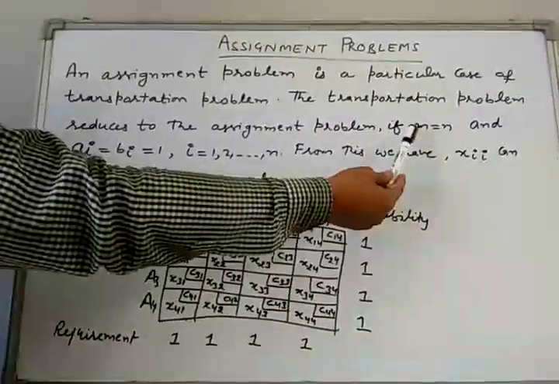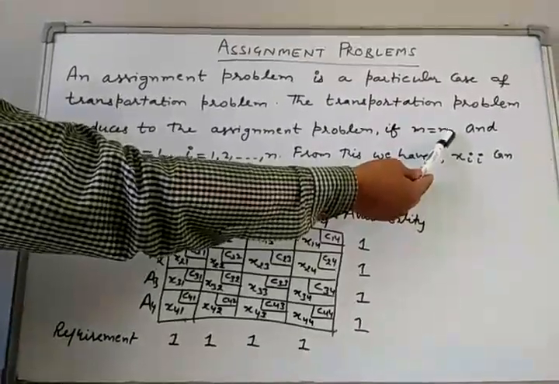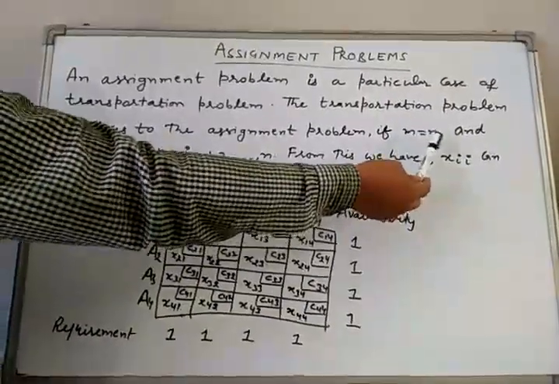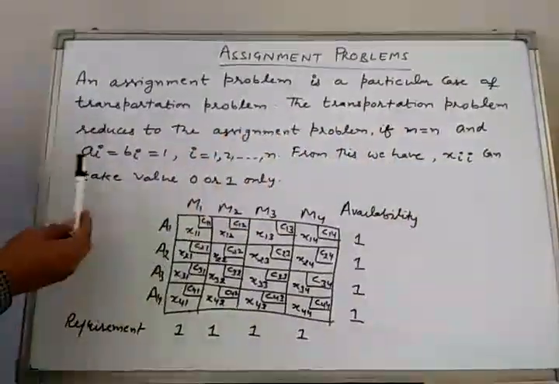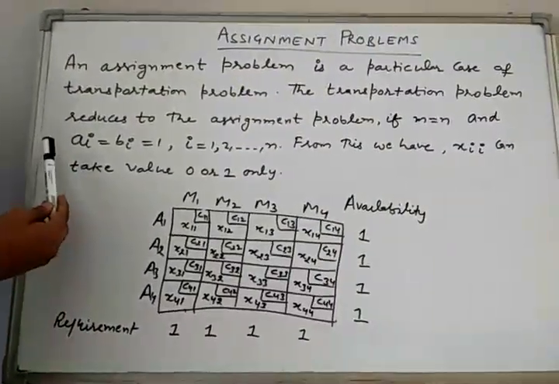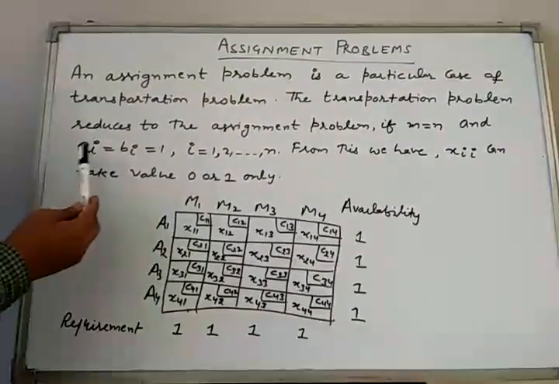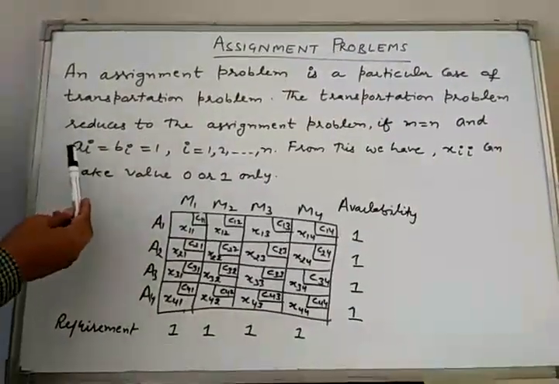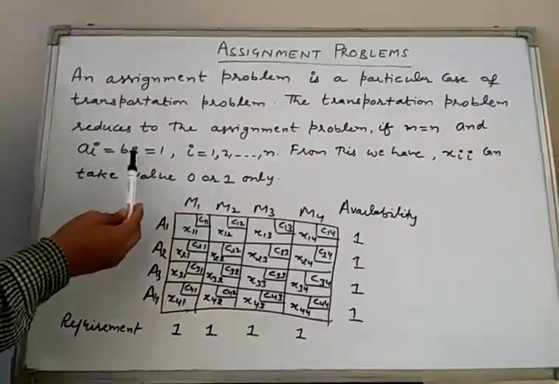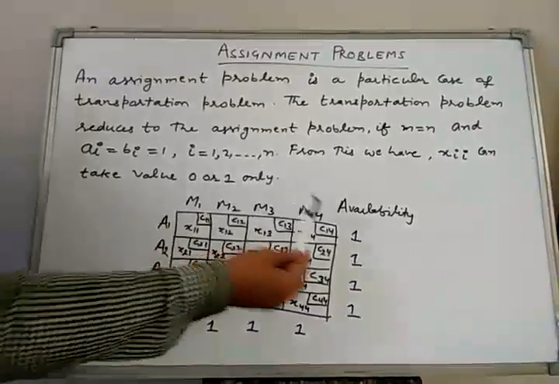The first condition is that the number of sources equals the number of destinations, that is m equals n. The next condition is that the availability at each source and the requirement at each destination equal 1, that is ai equals bi equals 1. This is our assignment model.